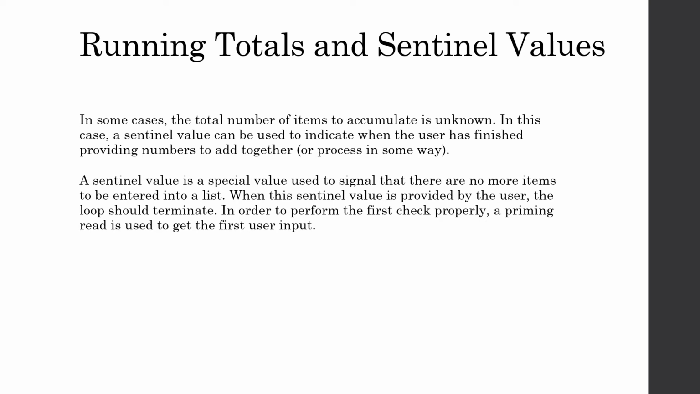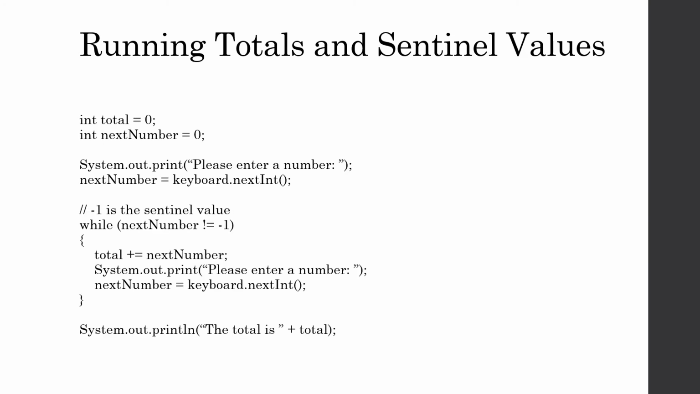So in order to perform the first check properly, again, we're still going to need a priming read for that first user input. And because we're going to be dealing with priming reads and we don't necessarily know how many items the user wants to enter, we are not going to be able to do this with a for loop anymore. So instead, we're going to be using a while loop to accomplish this. So in this particular example, we've got 2 int variables. One is going to be for our running total, so we already have that. But we're also going to have an int variable for whatever the next number is that the user wants to use.